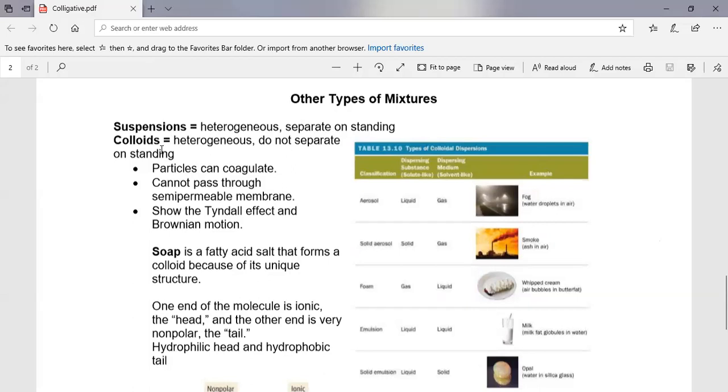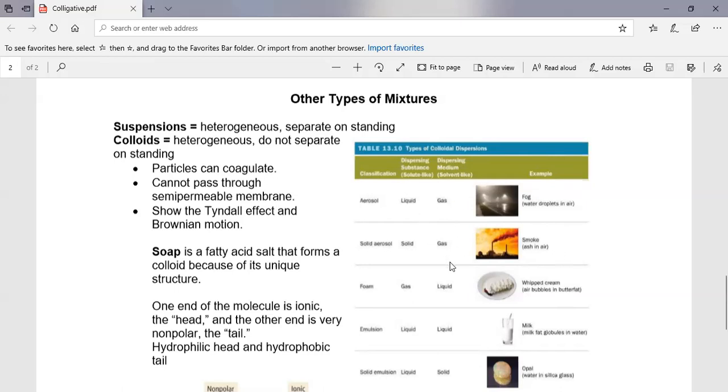Another type of mixture is called a colloid. These are also heterogeneous, but the particles are small enough that they don't separate when they're standing. So this means that the particles can coagulate, but they cannot pass through a semi-permeable membrane. They show something called a Tyndall effect, which is where the particles will reflect light if you shine light through them and create an effect where you can actually sort of see the particles. Over here are some examples of different types of colloids that can help you understand what's happening.